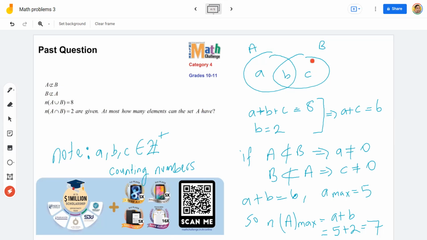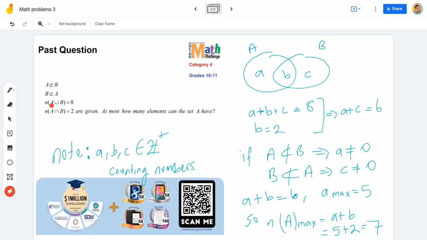For this kind of set question, it's better if you make a Venn diagram and put some symbols which represent the number of elements there. Since we are talking about only A and B, there are no other elements. So we can write only A, common, and only B. Since it says A is not a subset of B, there must be some number here. So A is not 0. Likewise, B is not a subset of A, means C is not 0. So these two are important.